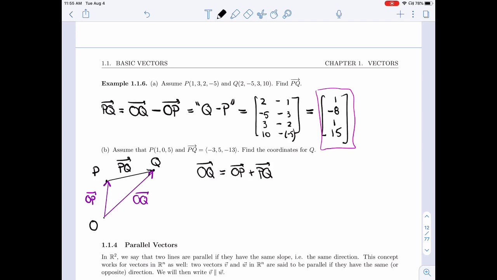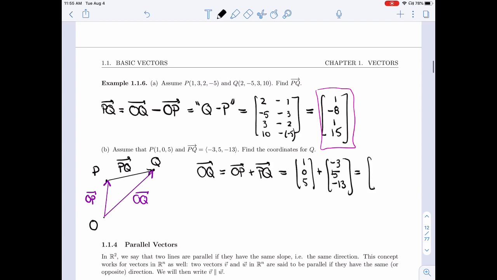OP is the vector with the same components as P, so that's 1, 0, 5, and the vector PQ we were given, minus 3, 5, minus 13. So in total, I get minus 2, 5, minus 8. So it looks like we're done because we have a nice answer. The issue is, this answer is a vector. We want the point, but the point has the same components, and so it's minus 2, 5, minus 8. That's point Q.